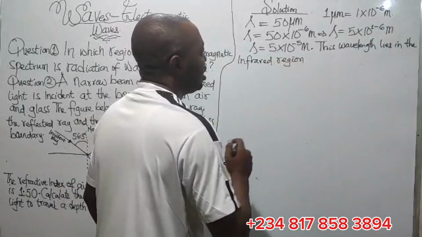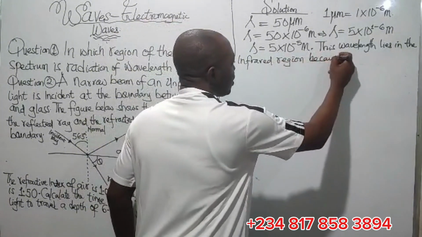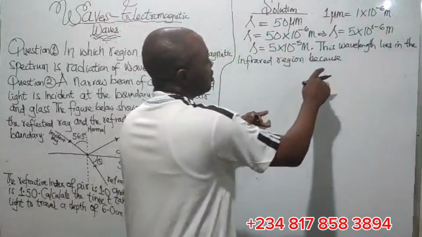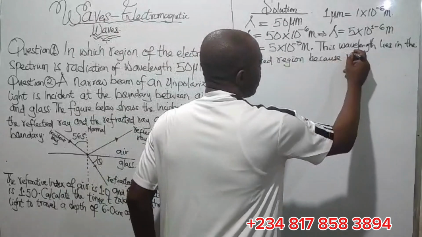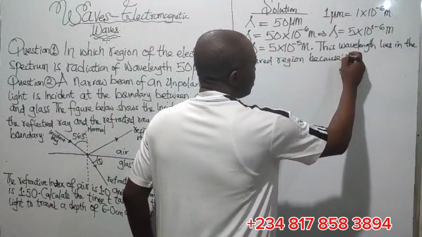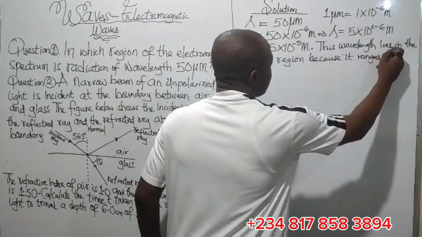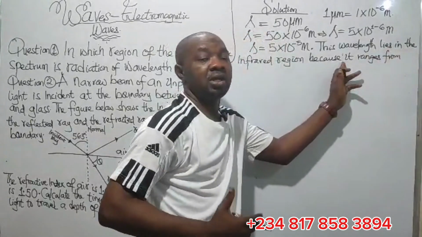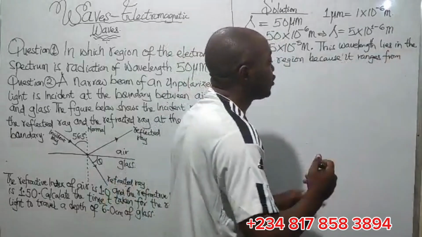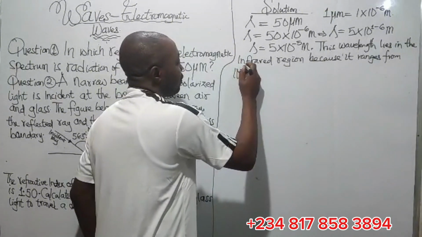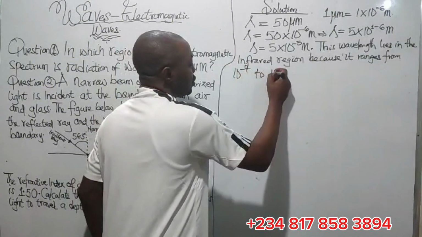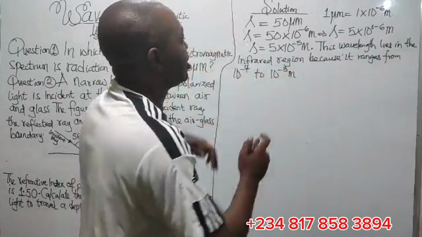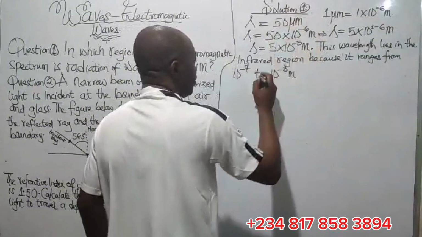It lies in the infrared region because the infrared region wavelength ranges from 10 raised to the power of minus 7 to 10 raised to the power of minus 3 meters. So this lies in the infrared region. That's for question number 1.